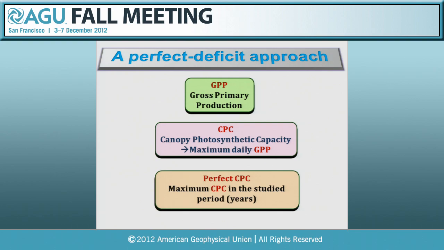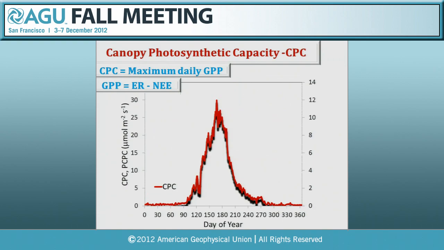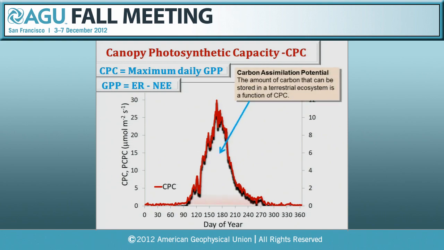And GPP, everybody knows, is gross primary production, derived from the flux tower data. And CPC is defined by the maximum daily CPC, just like Ichi talked about, the maximum GPP in a day. And the curve under CPC represents carbon storage capacity.